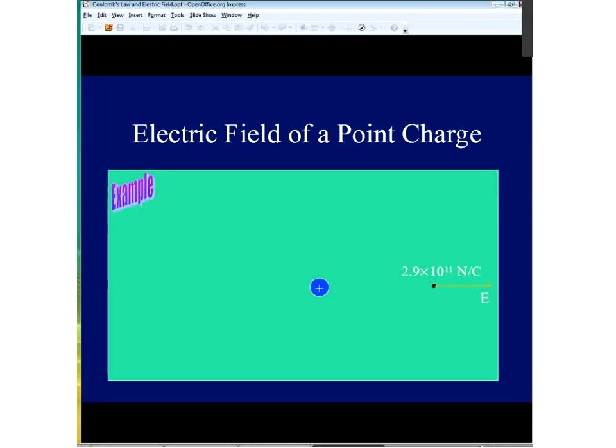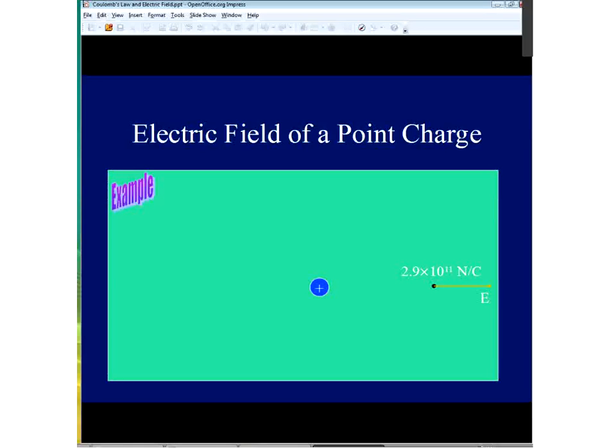Now, earlier I was saying that because we don't see field lines, they don't exist actually. It is difficult to visualize. So we have a concept of field lines. They give us an overall picture.